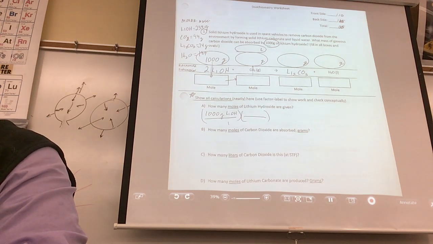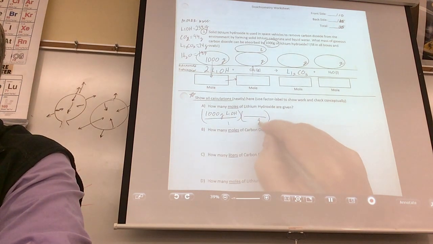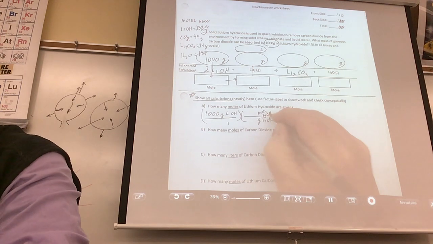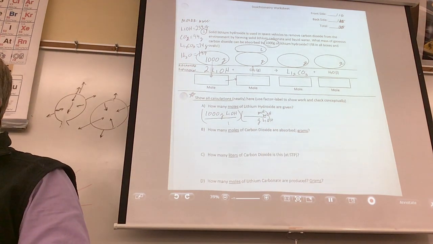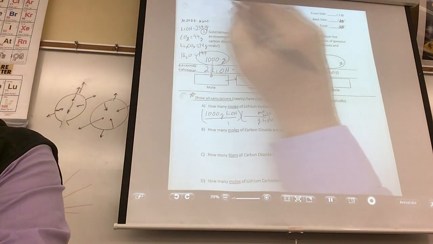So, Madison, you were changing grams of lithium hydroxide to what? Okay, so that's my given. I want to get rid of grams of lithium hydroxide. I want to change it to moles of lithium hydroxide. Okay, now, what do you know? What's everything you know about lithium hydroxide in the mole concept? Let me see if I have some space here.